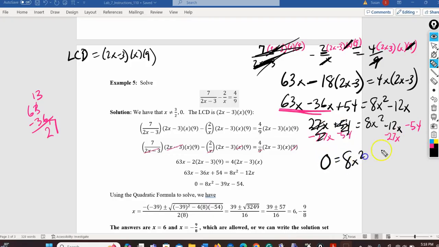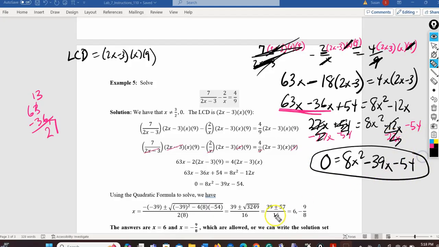Then 8x squared. 12x and 27x give me 39x, and so negative 12x minus 27x is minus 39x, and then minus 54. And I can solve that using quadratic formula. I'm not going to try and factor that because I don't have any confidence that I could do it quickly. So if I want to get the solutions to this, I'm going to use quadratic formula, which we did in Math 100. So A is 8, B is negative 39, and C is negative 54.